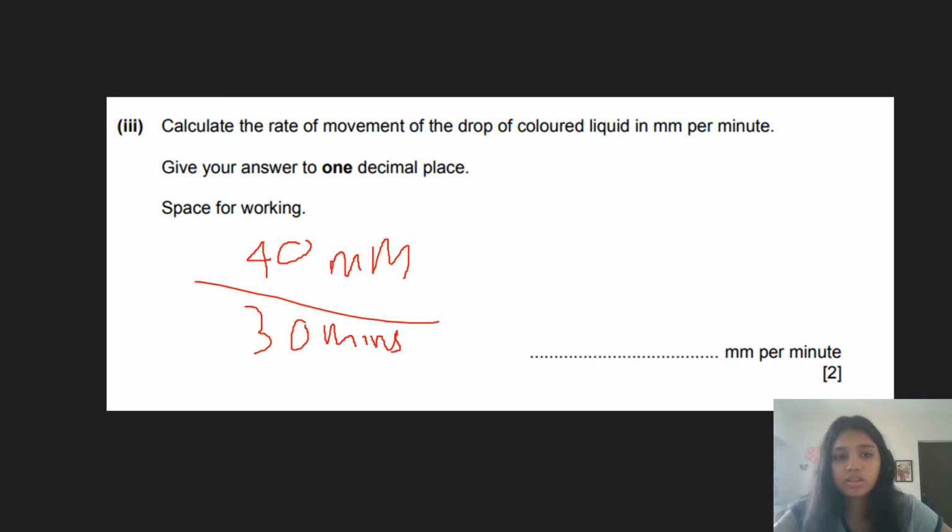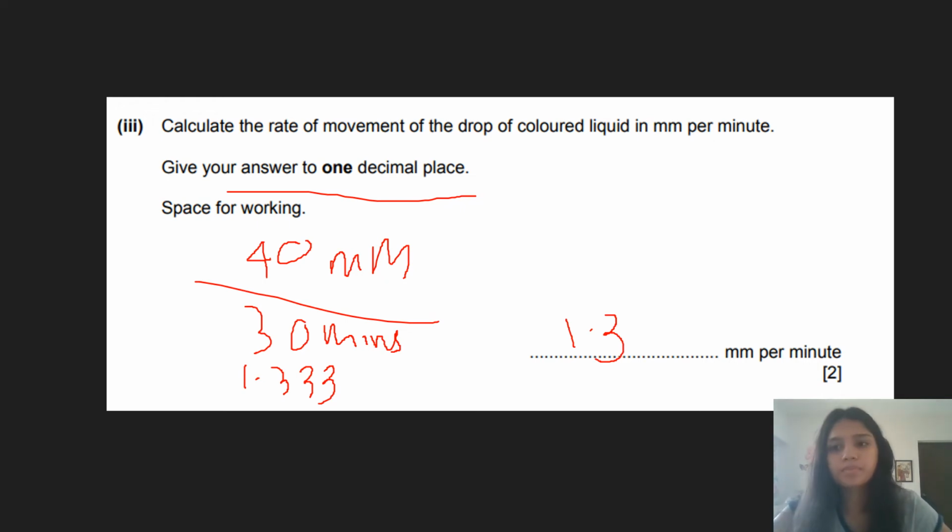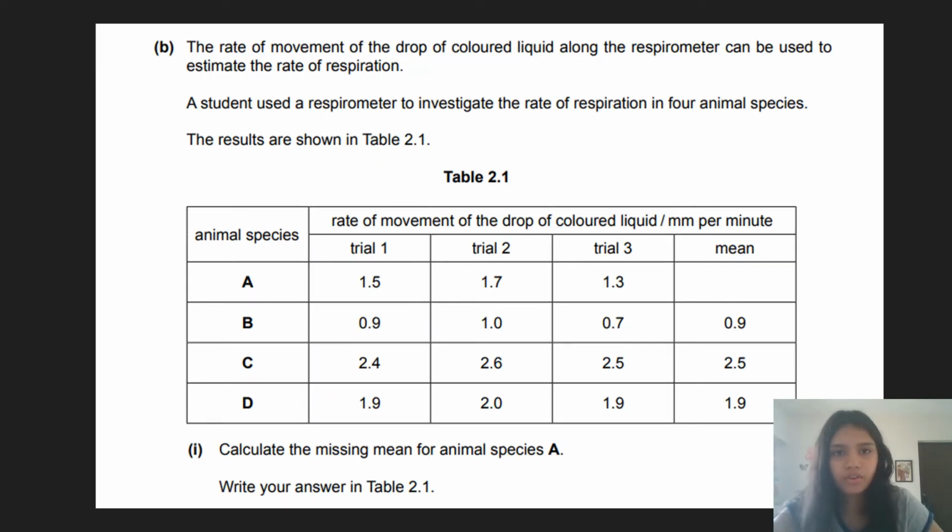We just divide 40 by 30, you get 1.333. But here the question specifically says give your answer to one decimal place, which is why your answer is going to be 1.3 millimeters per minute. The rate of movement of the drop of colored liquid along the respirometer can be used to estimate the rate of respiration. Correct. Because this experiment is measuring the distance moved by the drop, which is brought about by the volume of oxygen breathed in by the woodlouse divided by the time, which is basically your respiration rate.